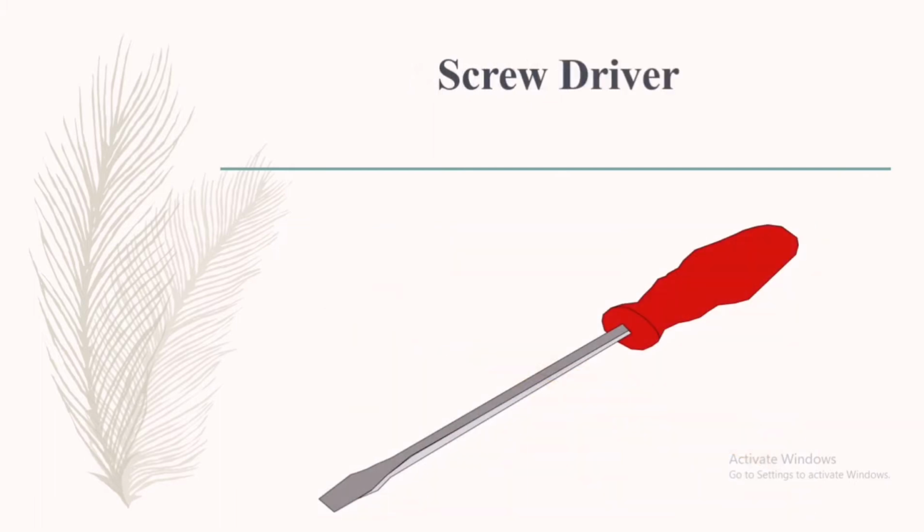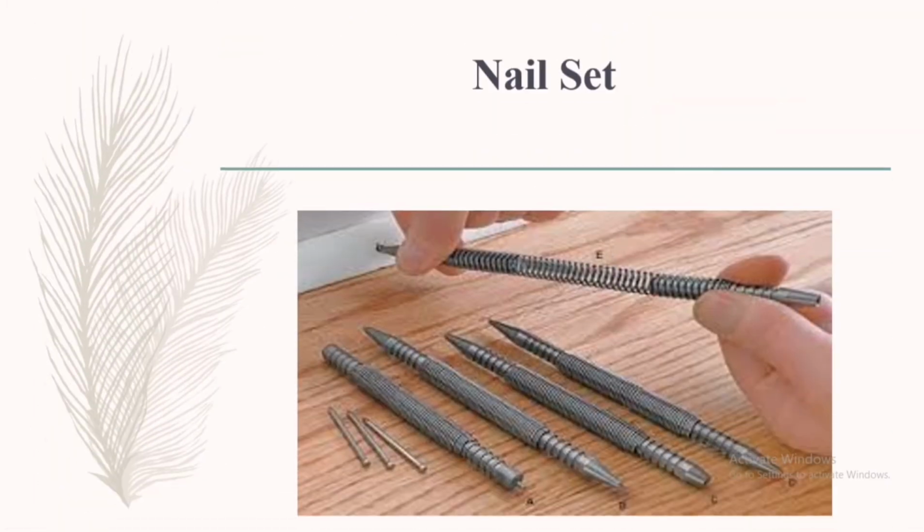And the next one, we do have screwdriver. Screwdriver is one of the most essential tools of a carpenter. It is often used to drive or loosen screw. Next is nail set. Now, what is the function of this tool? It is used to distance your hand to a hammer while driving nails.